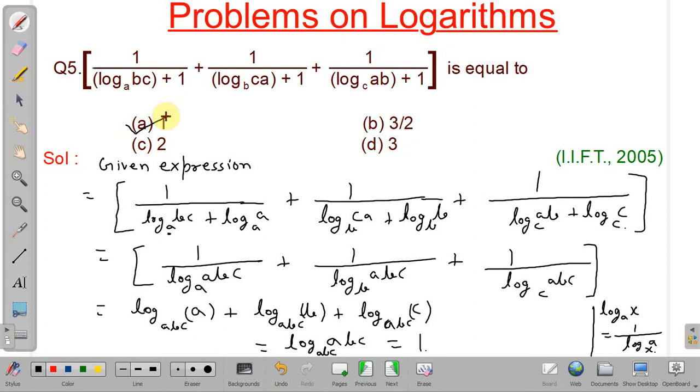Okay, friends. So in this lecture we have discussed some important problems on the topic logarithms.